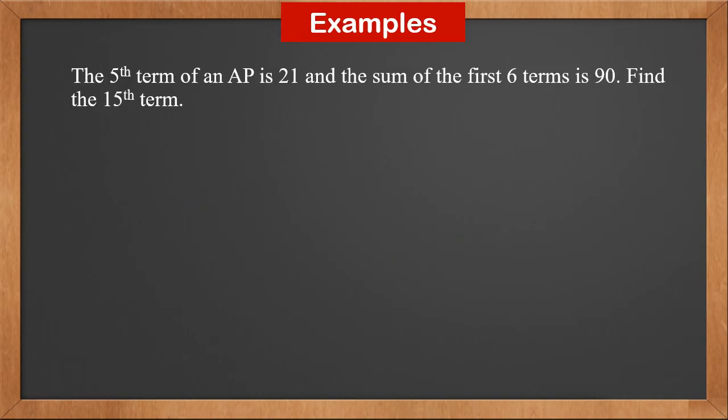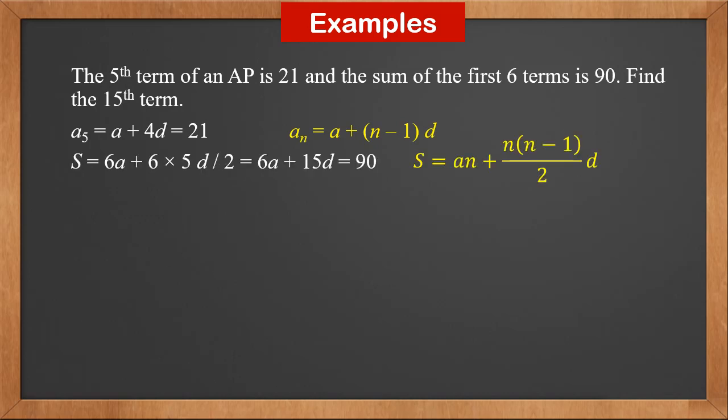Let's look at some examples. The fifth term of an AP is 21 and the sum of the first 6 terms is 90. Find the 15th term. We need to use the proper formula to find a and d. a5 is a plus 4d, and it is 21. The sum of the first 6 terms s is 6a plus 6 times 5d over 2, and it is 90. So we need to solve these two simultaneous equations to get a and d.